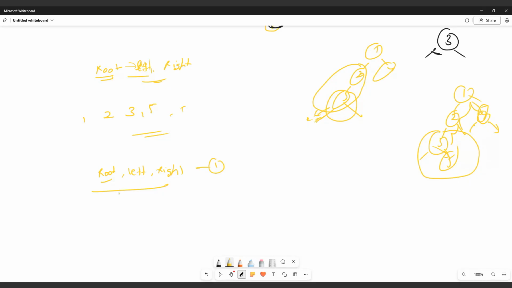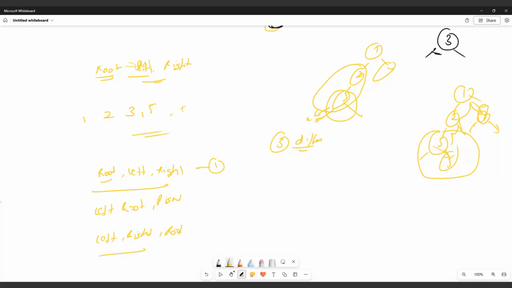What could be the other way? I could print the left first, then the right. What could be another way? I would print the left first, then the right, and then I would print the root later. So there are 3 different ways, and these 3 different ways have 3 names.